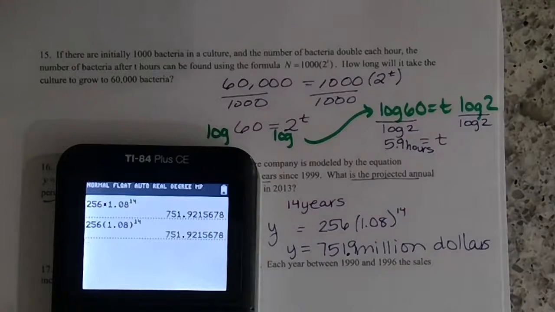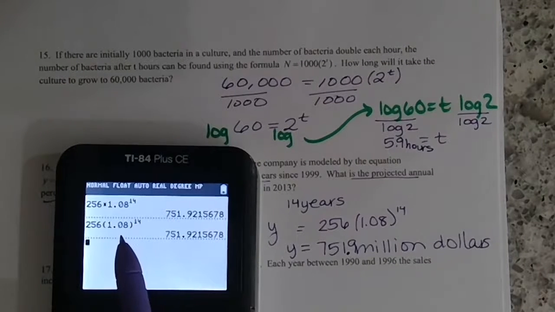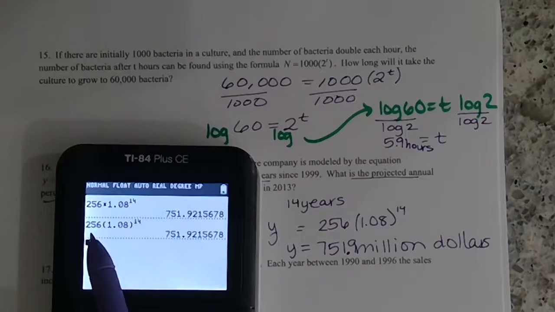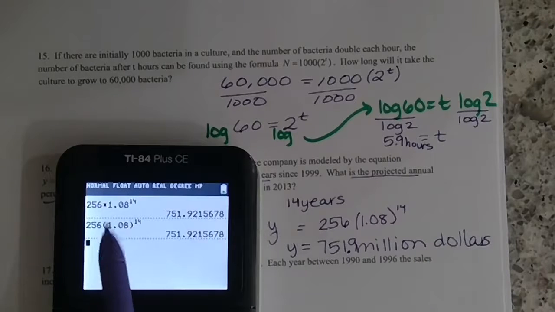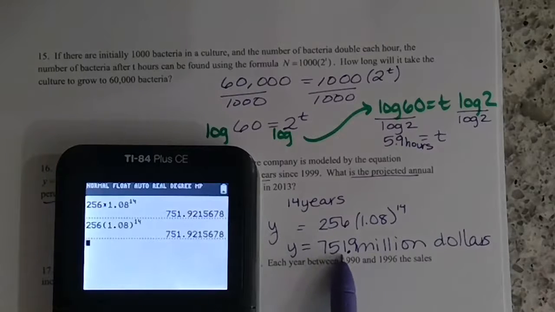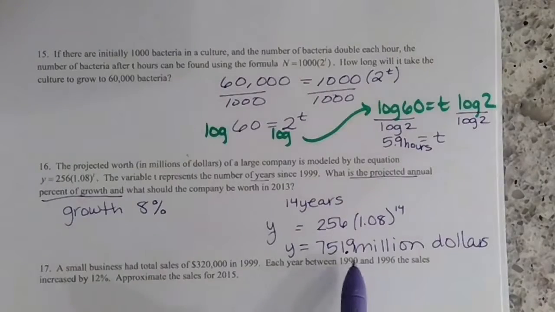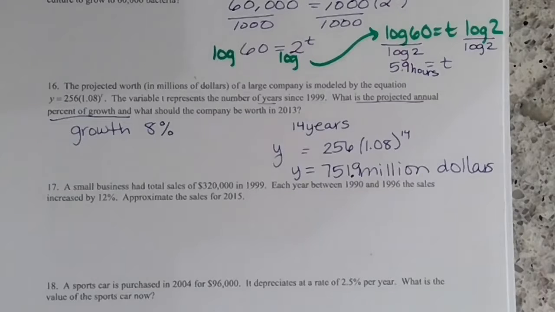So I went ahead, plugged it into my calculator. And again, if you're using your cell phone, you want to do this in pieces. You're going to do 1.08 to the 14th power and then multiply that by 256. If you have the nice calculator, you can type it all in, and again, it does order of operations, so it does exponents and then multiplication. It's about $751 million, or $751.9 million.